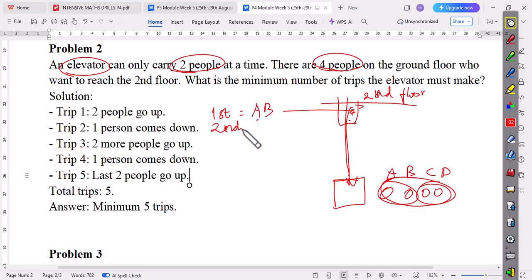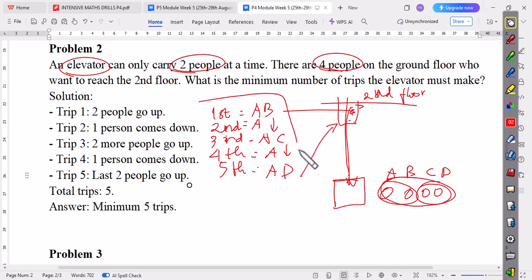So in the second trip, A will go down, and in the third trip A will bring one more person, let's say C. In the fourth, A goes down again. In the fifth, A will bring D to the second floor. So we have a total of five trips to carry these four people to the second floor.